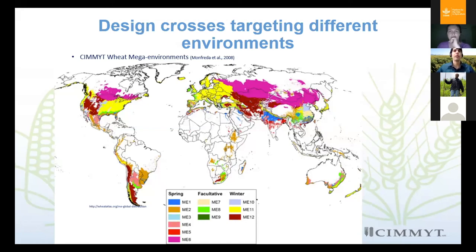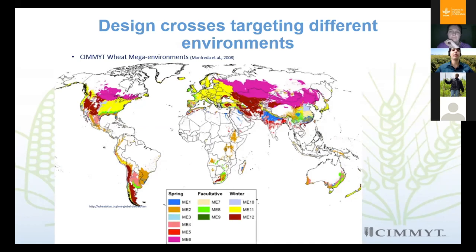So this map that you can see here shows the CIMMYT wheat mega environments. This example is for wheat, but this is crop specific, like Hannah said. So we have it for peanut, for maize, for other crops. For wheat, we have mega environments for spring wheat, for facultative wheat, and for winter wheat.